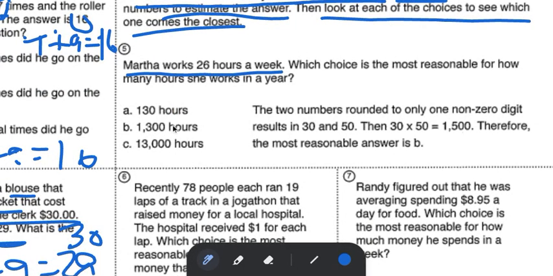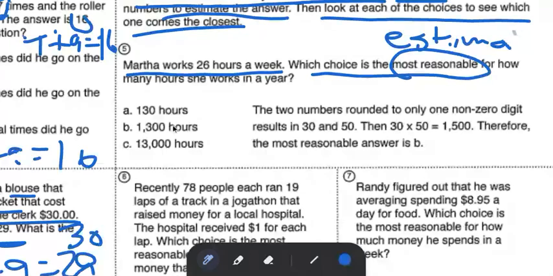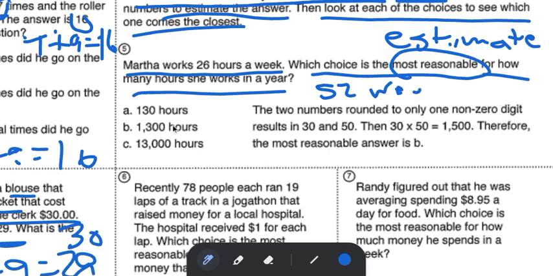Martha works for 26 hours a week. Which choice is the most reasonable, which means that we're going to estimate the answer. We're going to round the problem, not the answer. That's what a lot of kids like to do, is they like to round the answer. For how many hours does she work in a year? Well, if she works 26 hours in a week and she works for a year, like we just learned, she's going to be working for 52 weeks at 26 hours.